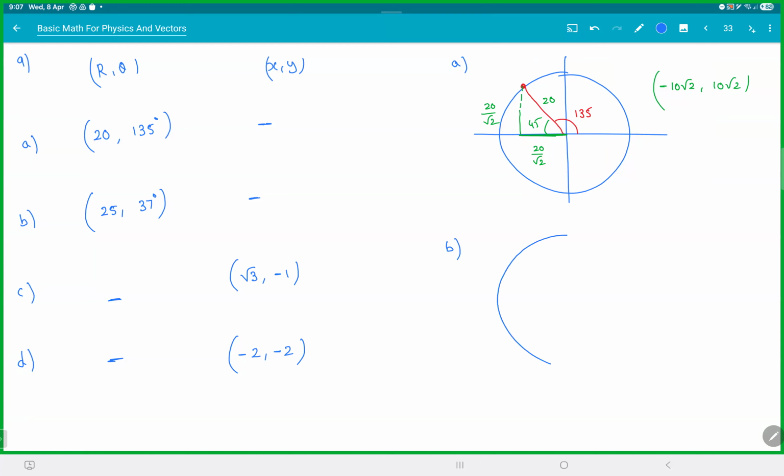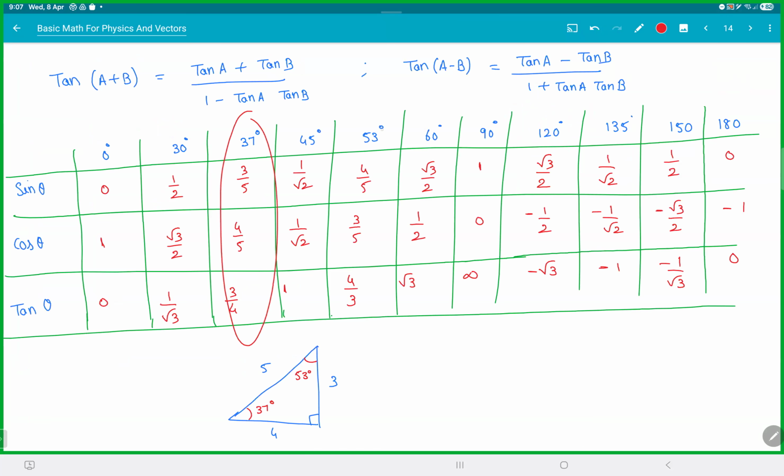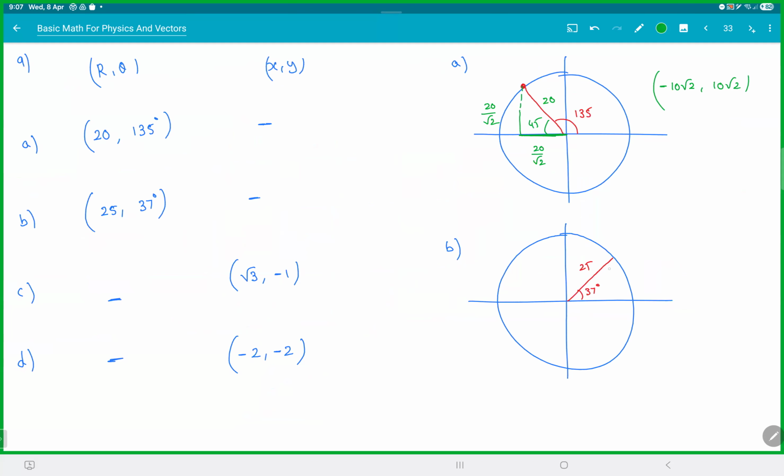What about this thing? 25, 37. This is 25, this is 37. This is easy. I just gave you this so that you can remember these values, 37 and 53. You should remember this. We just use them because the numbers look good. So drop a perpendicular. 25 cos 37 is 4 and 25 sin 37 is 3. So the coordinates are 4, 3.